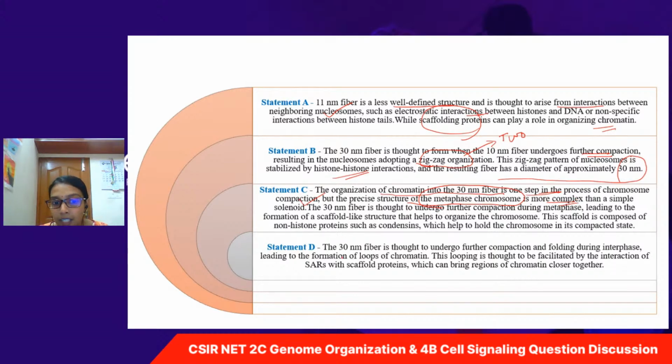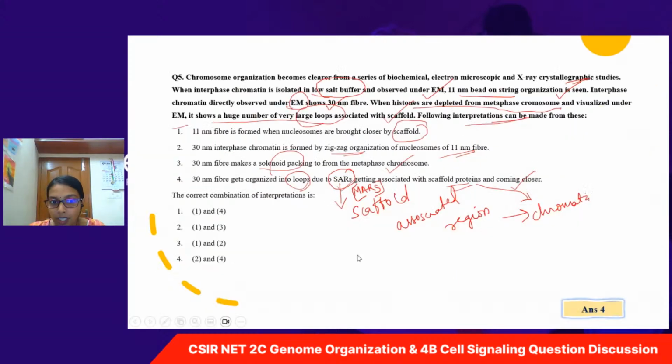And finally, statement D. This 30 nanometer fiber is thought to undergo further compaction and folding during the interphase stage. And at that time, what I told you, during that stage you will find loops like this. So that's the reason statement D is also correct. This question is clear to all of you? Why statements 2 and 4 are correct and why statements 1 and 3 are incorrect?